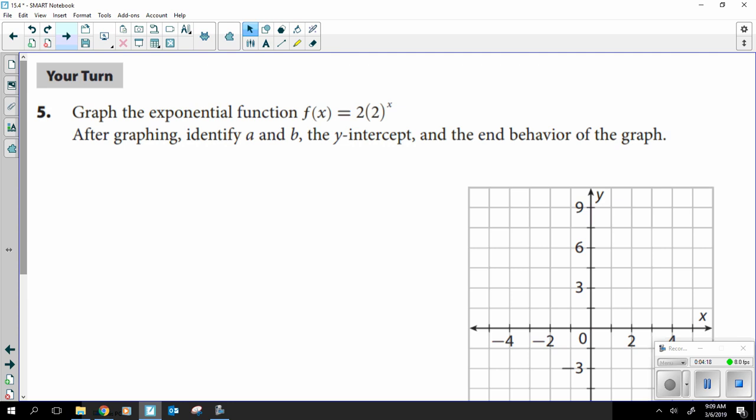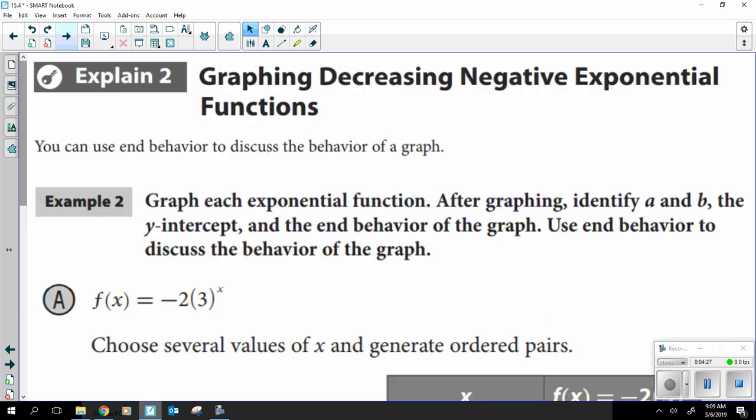Here's your turn. Remember on your whiteboards, you have the graphing ability, so please use that. Graphing decreasing negative exponential functions. Again, you can use end behaviors to discuss the behavior of the graph. It says graph each exponential function. After graphing, identify a and b, the y-intercept, and the end behavior of the graph. Use end behavior to discuss the behavior of the graph.